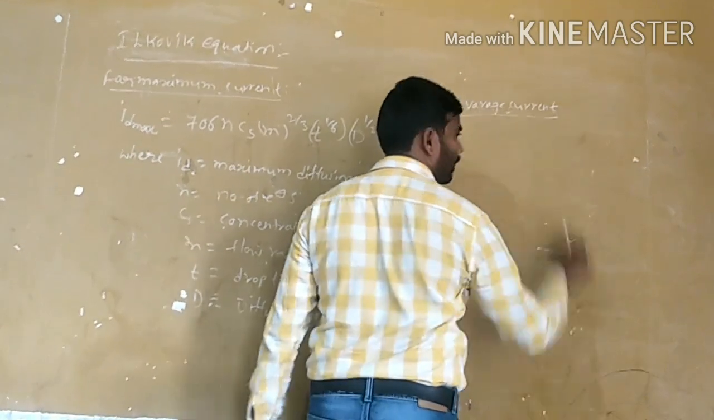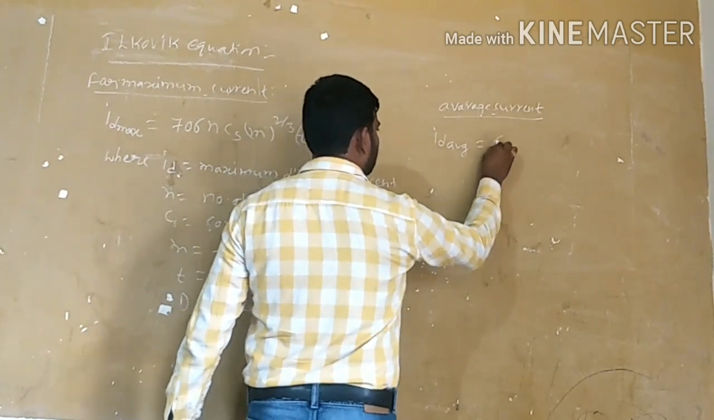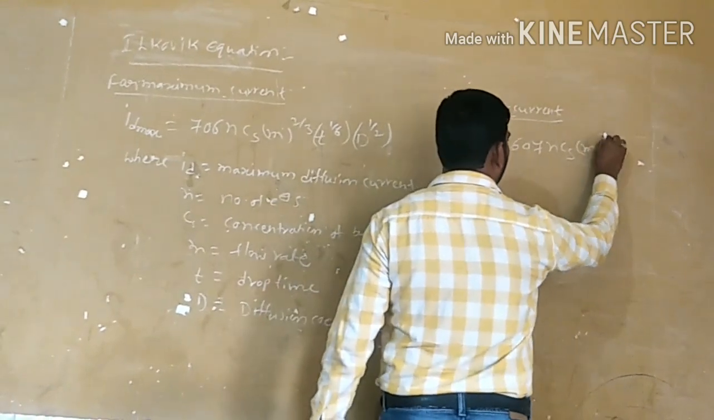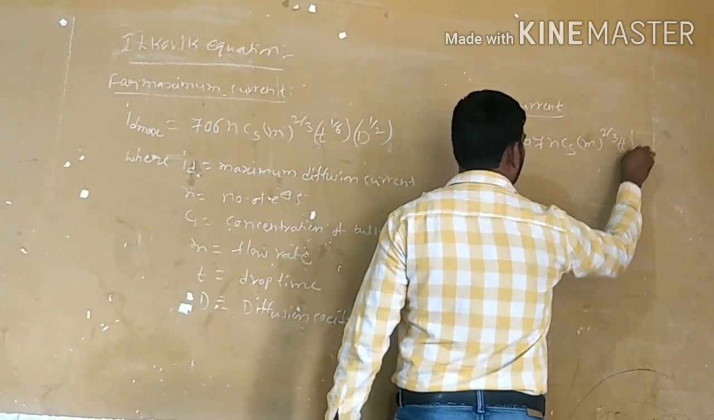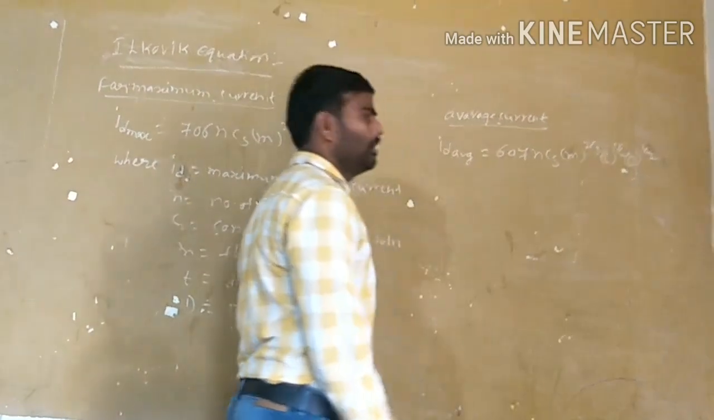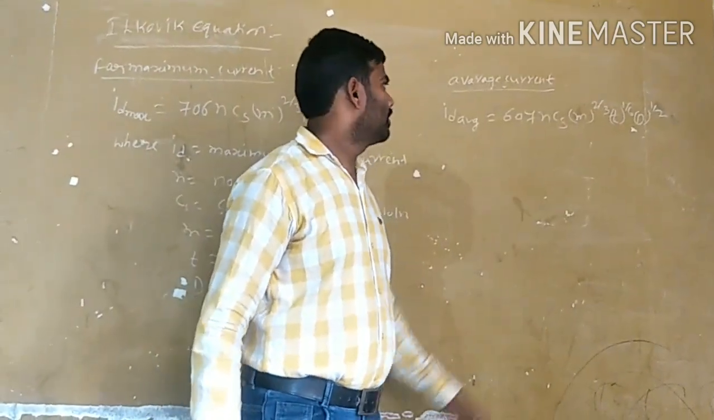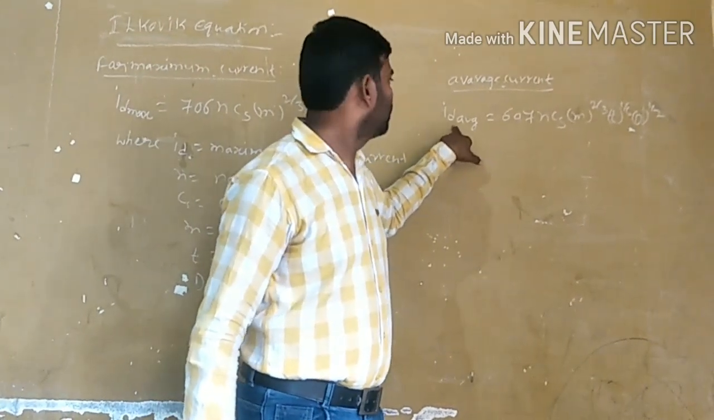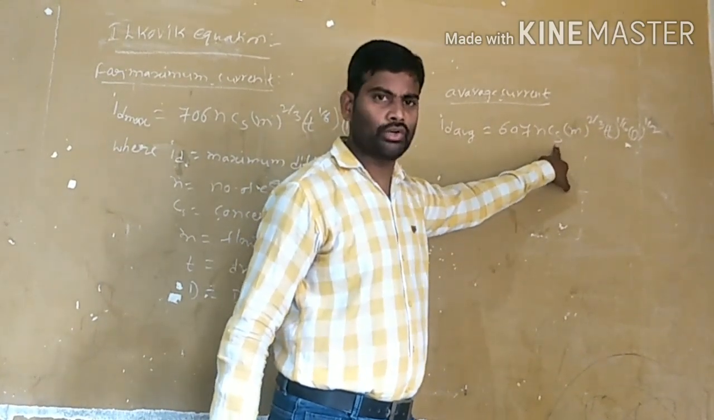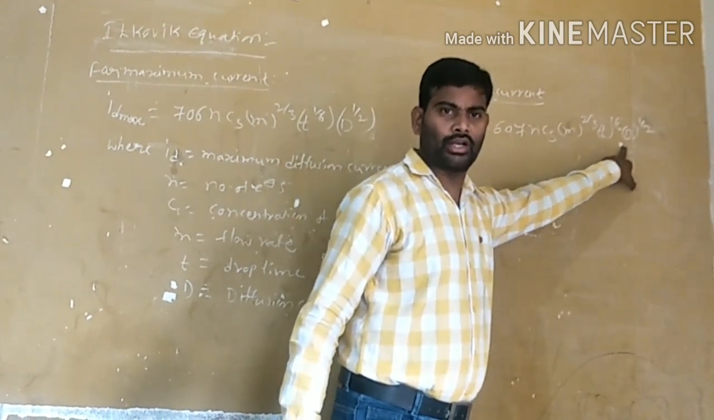Next, the Ilkovic equation for the average current. That is, ID average is equal to 607 n C D^(1/2) m^(2/3) t^(1/6). This is the Ilkovic equation for the average current. Same as before, this is the average diffusion current, n is the number of electrons, C is the concentration of the bulk solution, m is the flow rate, t is the drop time, and D is the diffusion coefficient.